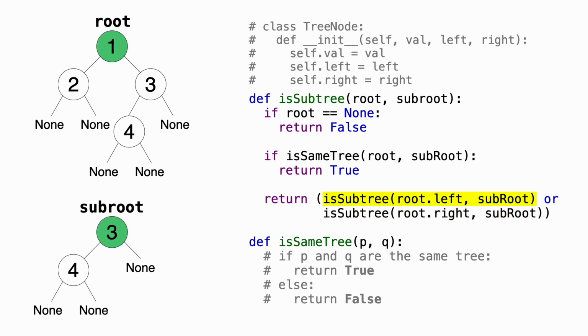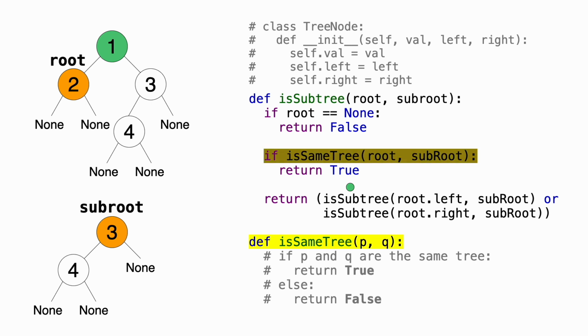Let's enter the first recursive call first. As usual, I'll leave a green dot here as a reminder of where we left off in the function where the green node is the root. So let's enter the recursive function call, and now root is the node in orange. It's the left subtree of our original root. Notice that subroot is still the same node and doesn't change. Now let's try again. Root is not equal to none, so now we'll check if root and subroot are the same tree. Again, you can see that they are not the same tree, so we'll return false.